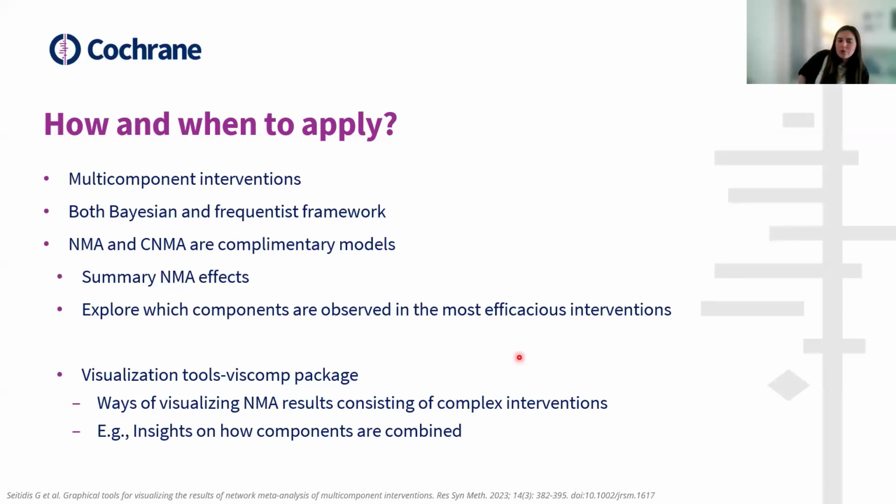There is no answer to which model is better. These models are complementary. So it's not about choosing network meta-analysis or component network meta-analysis when we have networks of multi-component interventions. A better way would be to perform network meta-analysis, get the network meta-analysis effects, and then explore which components are observed in the most efficacious interventions, as these were indicated by network meta-analysis. Also, there are some visualization tools which are based on network meta-analysis and can give insights on how components are combined, for example, or on the frequency of components in a network of multi-component interventions.